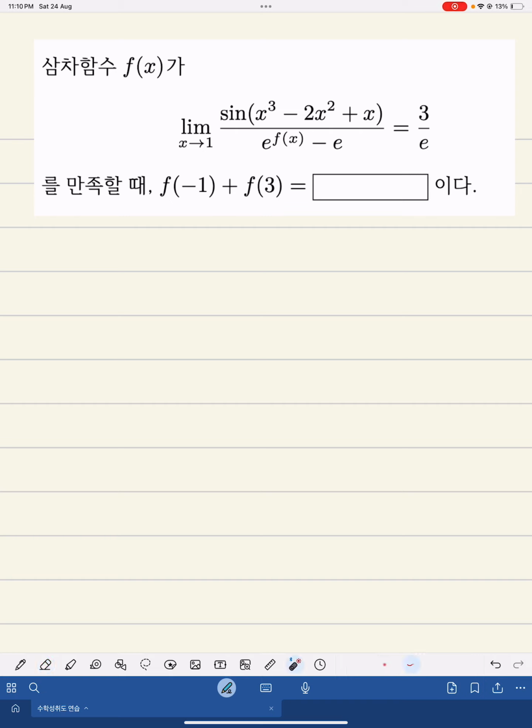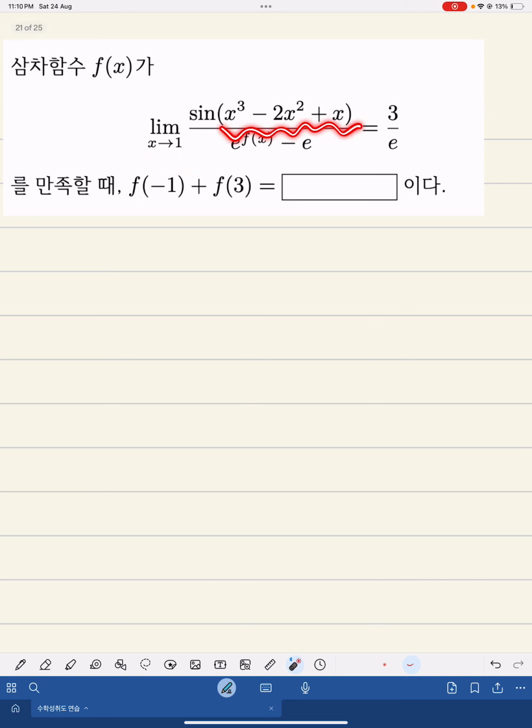For some f(x), which is a cubic function, the limit as x approaches 1 of sine of (x cubed minus 2x squared plus x) all over e to the f(x) minus e equals 3 over e. In this case, find f(-1) plus f(3). So here's how we would do it. This requires manipulation and the first example of practice of trigonometric limits.